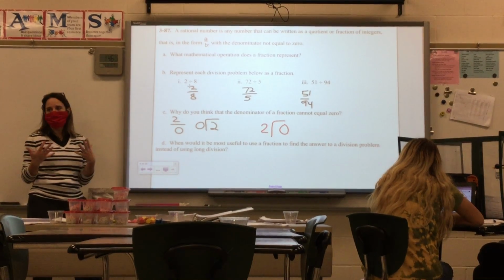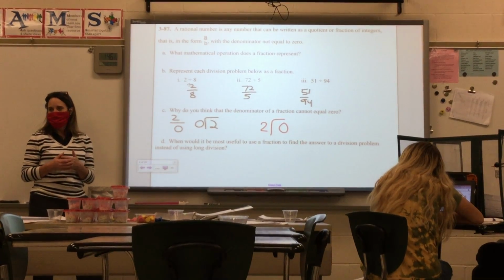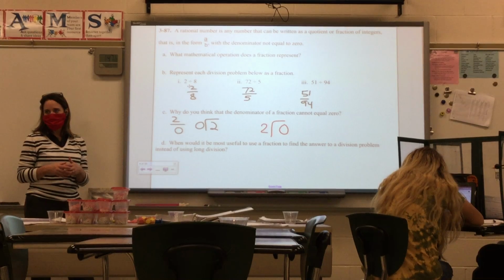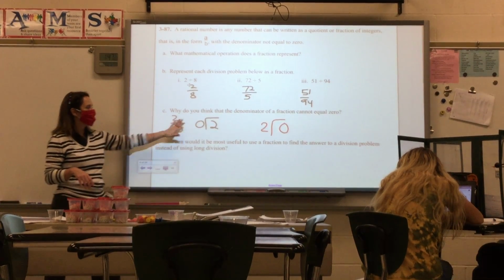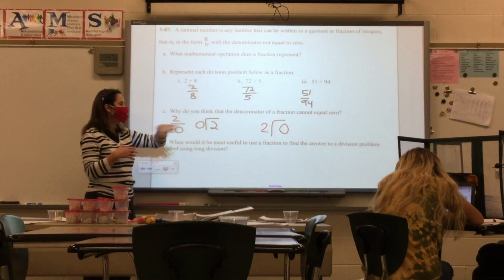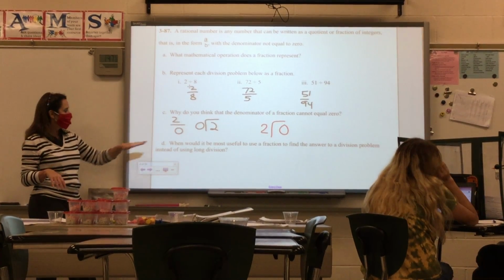I can't take 2 cookies and divide it between 0 people, because there's nobody to give it to. So, this you will see more in higher level math classes. That this is an error. This is an error. You can't do it. You wouldn't write 0 down because it's not 0. You would write error or can't be done.